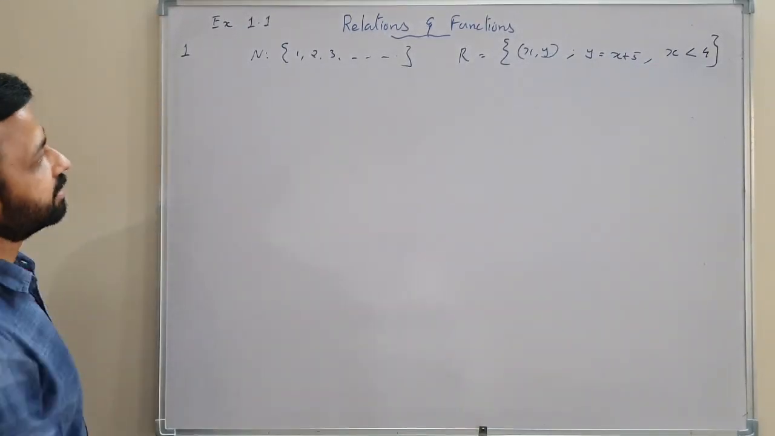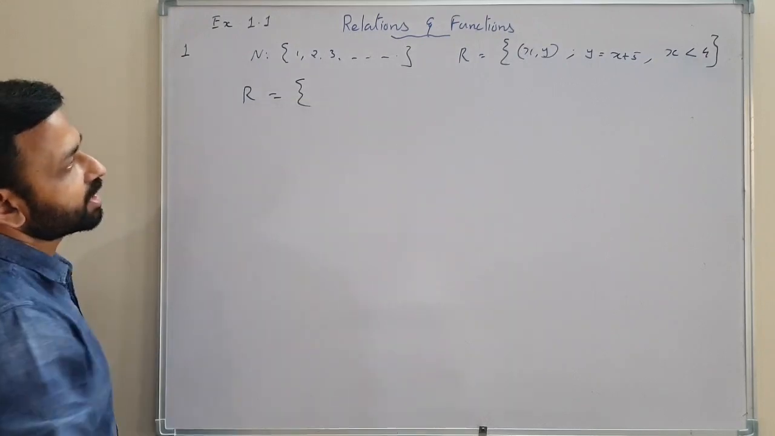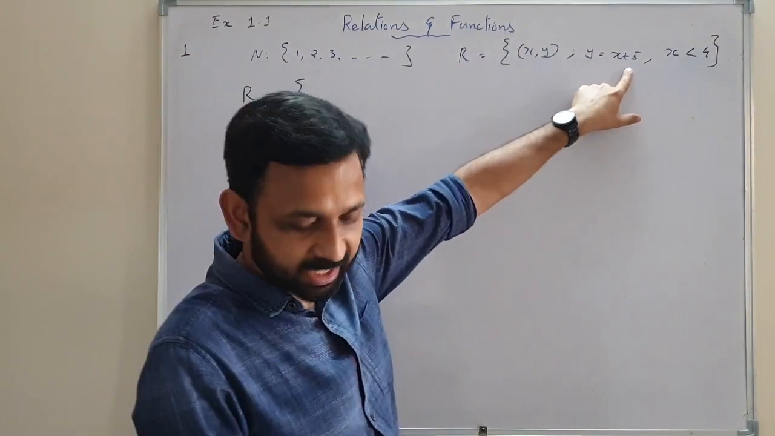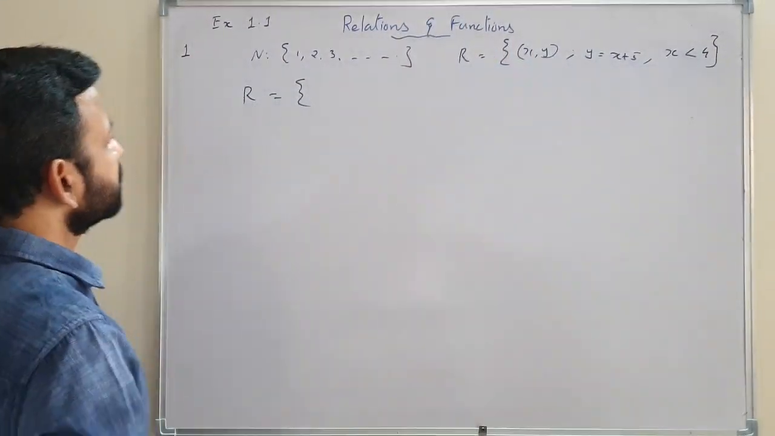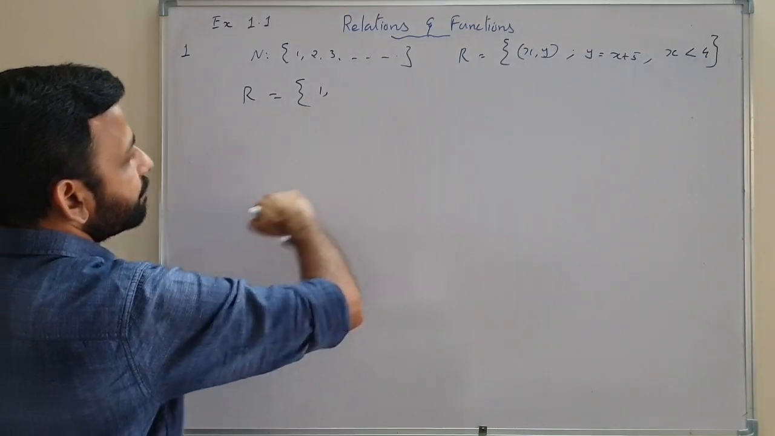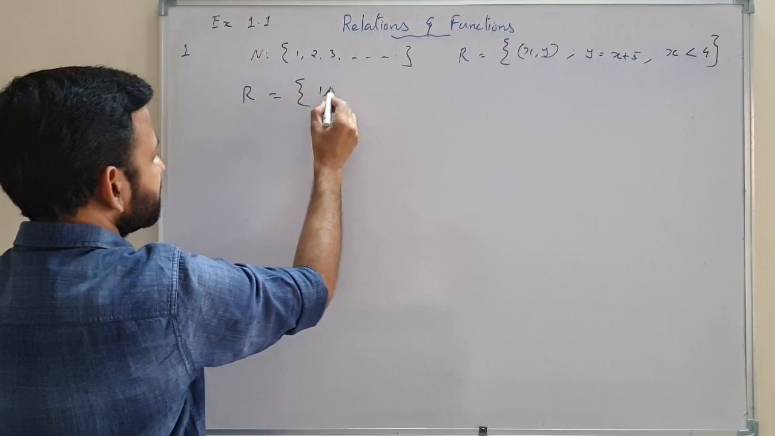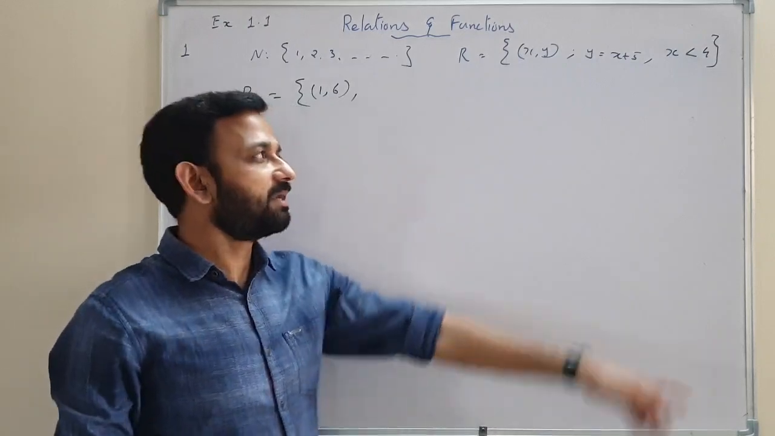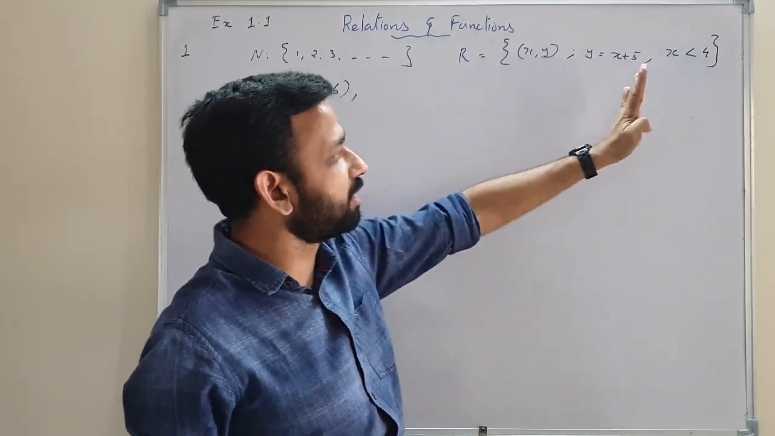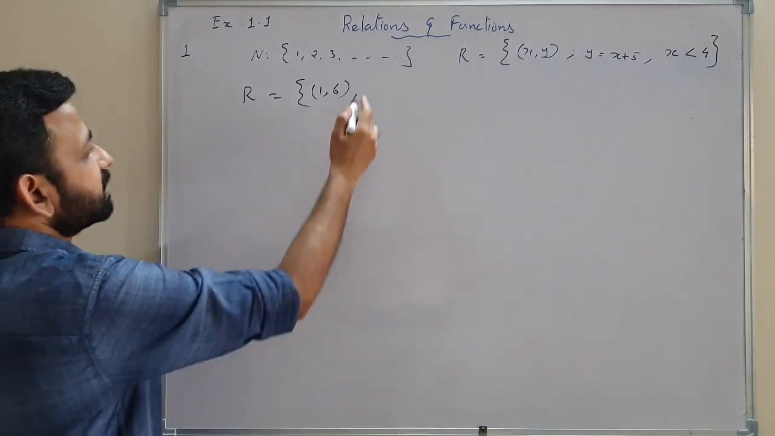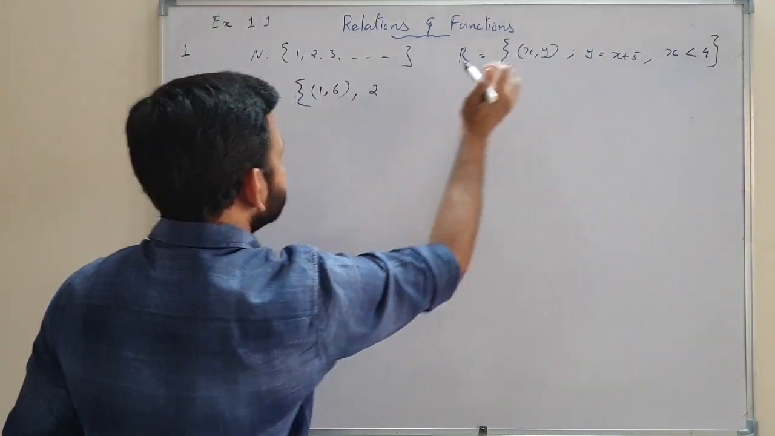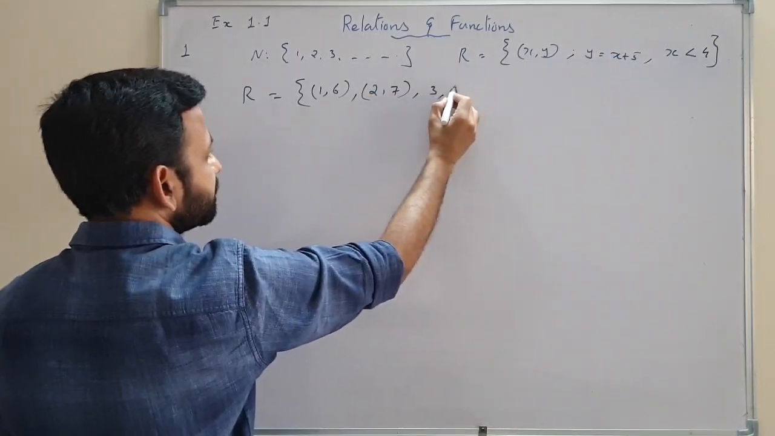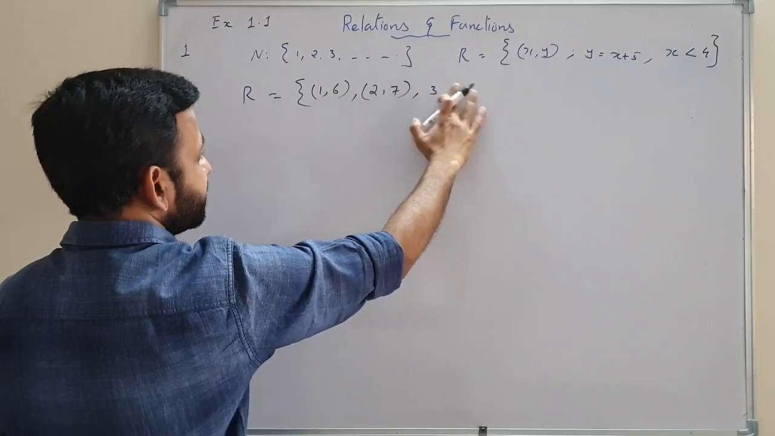So we can take the relation R as the ordered pairs (x, y) such that y is equal to x plus 5 and x is less than 4. So when x is equal to 1, y is equal to 1 plus 5, that is 6. x is less than 4 and x should be a natural number, so the possible values of x are 1, 2 and 3. Then when x is equal to 2, y is equal to 2 plus 5, 7. When x is equal to 3, y is equal to 3 plus 5, 8.